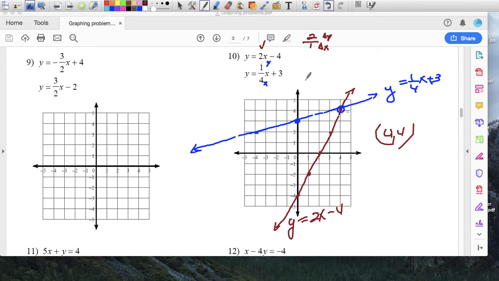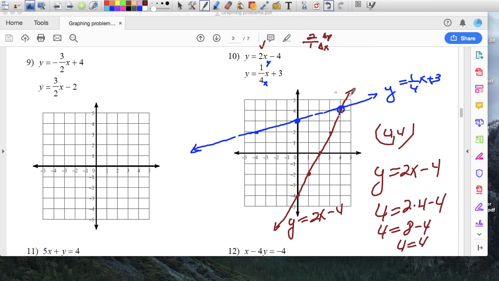y equals 2x minus 4. Let me substitute 4 and 4. So y is 4. x is also 4, so it'd be 2 times 4 minus 4. And let's see if the left equals the right. 4 equals 8 minus 4. And you can clearly tell that it works. And if I substitute in the other one, obviously it would also work. So that's 9 and 10.